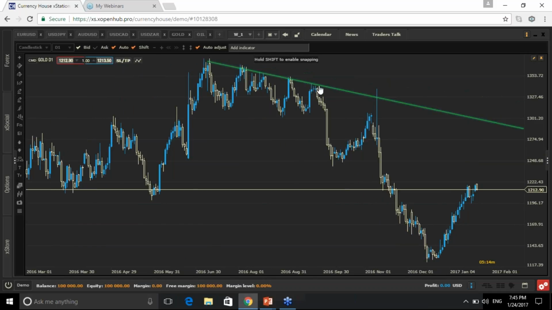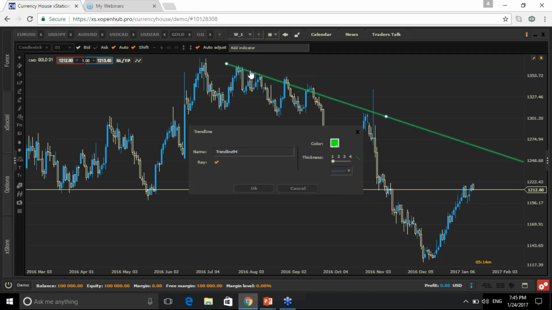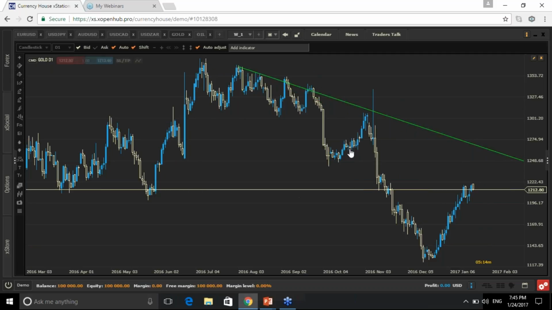We can draw a resistance line, which, well, this one is not correct. I don't know why these things are always happening with this asset. It's tricky. I was just trying to adjust it. Okay, doesn't work. Oh, finally I made it. Look, this green line is a very strong resistance line.